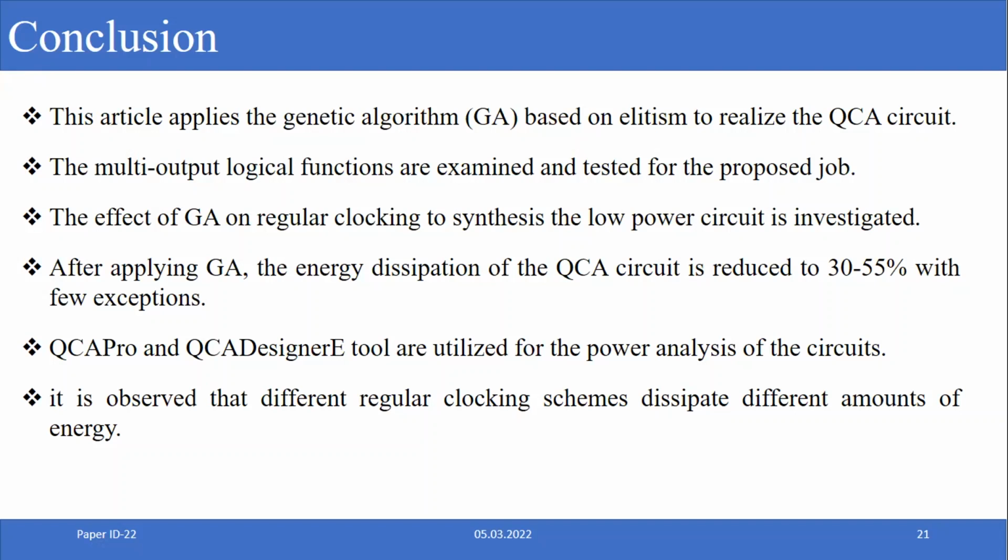In the maximum case, for the 5 functions, both clocking schemes perform equally well, interchangeably well. But in case of genetic algorithm, after applying genetic algorithm, the power dissipation reduces 30 to 55%, with few exceptions. This exception is there, and we have used QCAPro and QCADesigner-E to determine the power dissipation by the circuit.